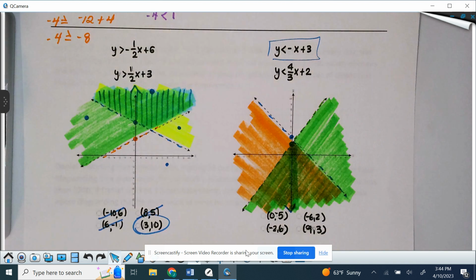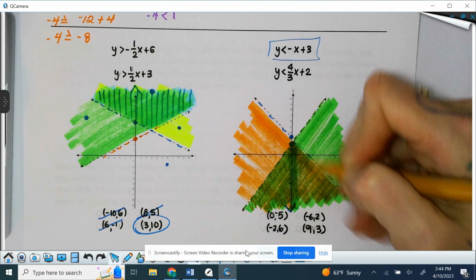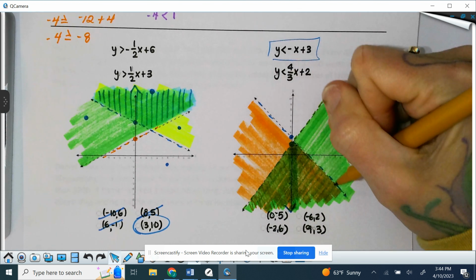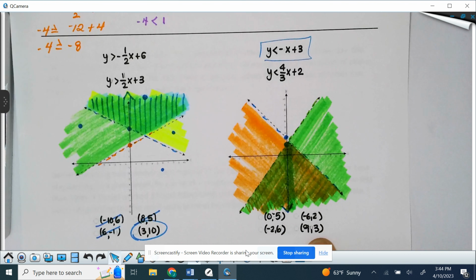So again, our solutions are the overlap. So I'm going to be quiet for a minute and see if you guys can figure out which one is the solution. 0, -5, -6, 2, -2, 6, or 9, 3.